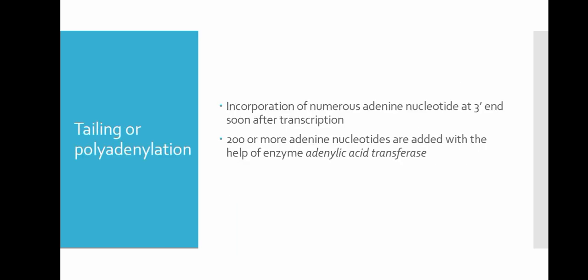Tailing or polyadenylation. It is the process of incorporation of numerous adenine nucleotides at the 3' end soon after transcription. As many as 200 or more adenine nucleotides are added with the help of the enzyme adenylic acid transferase. Capping and tailing are believed to protect the mRNA from the degradative actions of ribonucleases. Apart from this, its polyadenylate tail may possibly help it pass through the nucleopore to the cytoplasm.